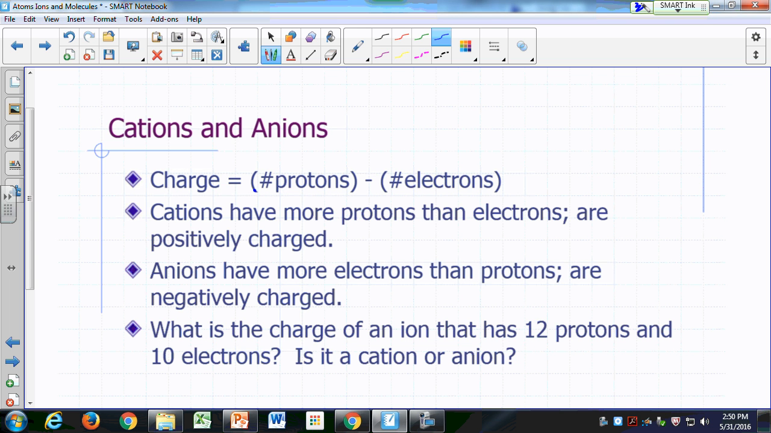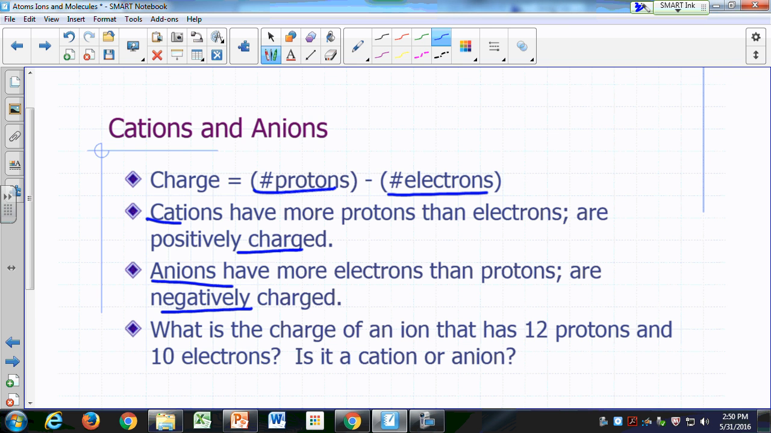So charge is number of protons minus number of electrons. Cations have more protons than electrons, so they are positively charged. So that's what happens when an atom loses an electron, right? It has more protons now than electrons. And anions are negatively charged. So when an atom gains electrons, it becomes negatively charged. We say it's an anion.